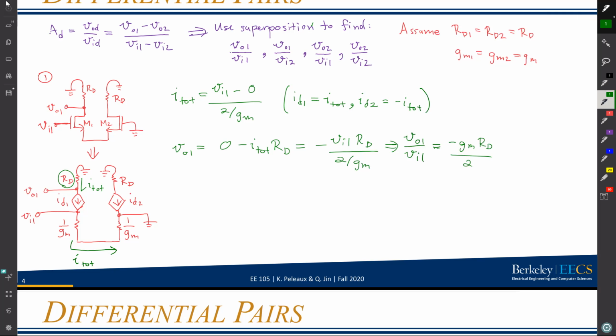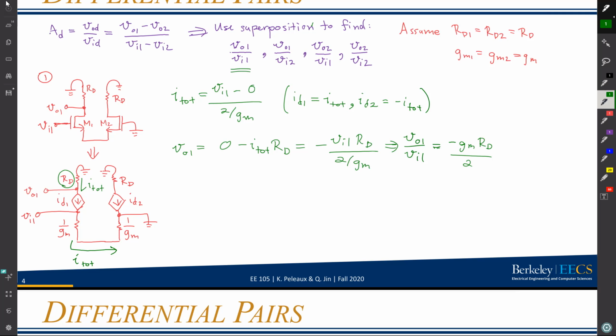So we can see this looks similar to the gain expressions we've found for, say, a common emitter amplifier, or even a common source amplifier, right? It's going to be something like negative GM RD. But because we are taking a differential circuit, we actually get half of the gain for this one component. All right. So that's the first component of our gain.